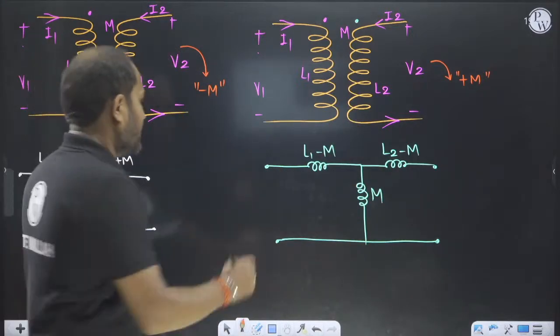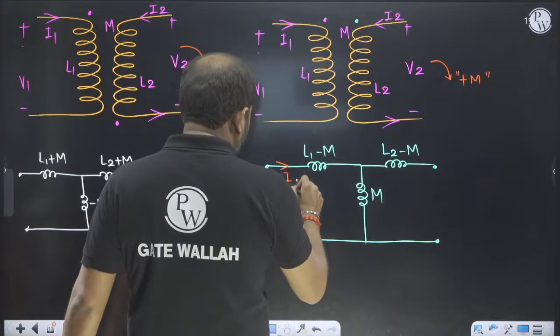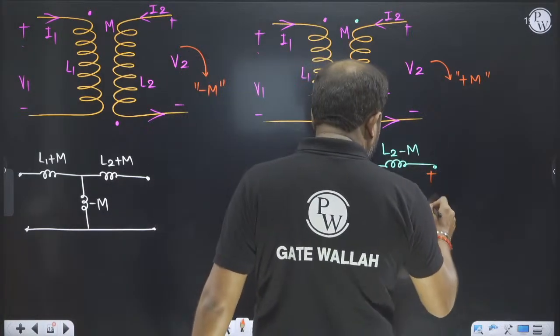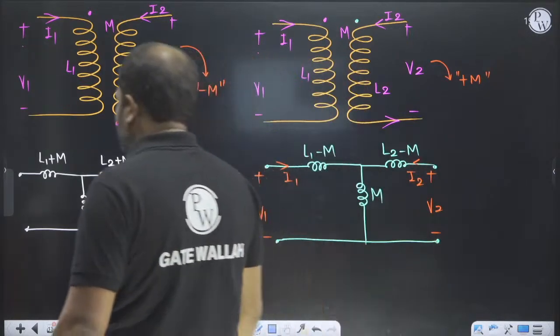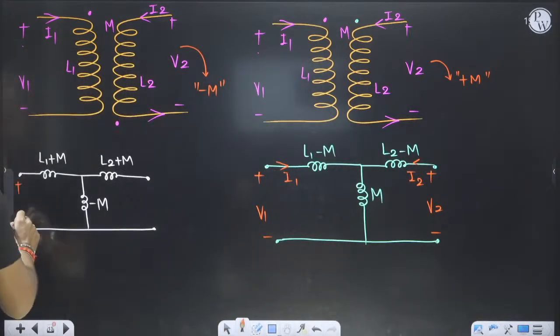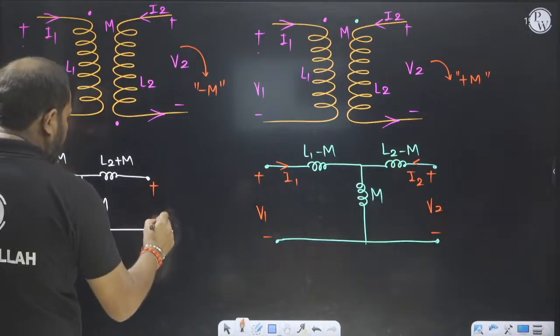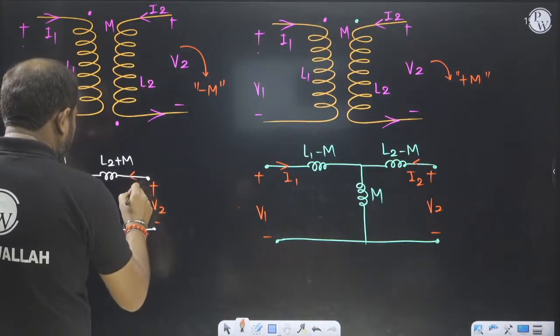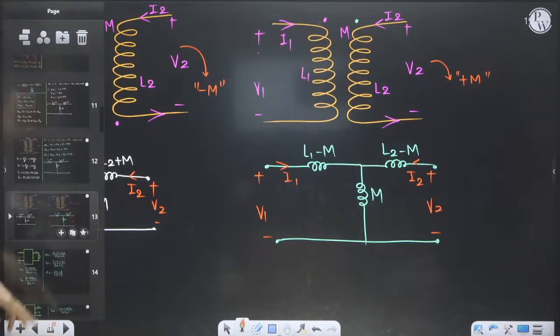Simple. We have V1 and I1, we have V2 and I2. So this is the point for the transformer. The transformer point we have revised.